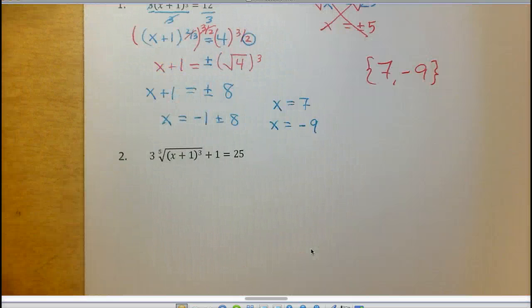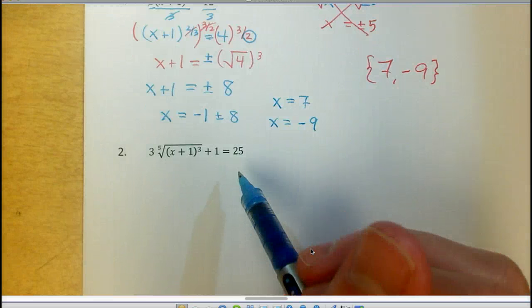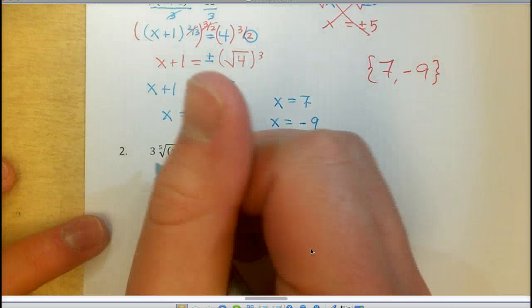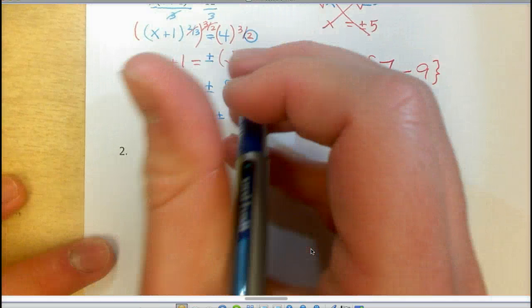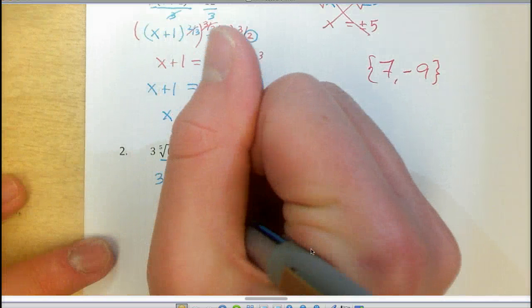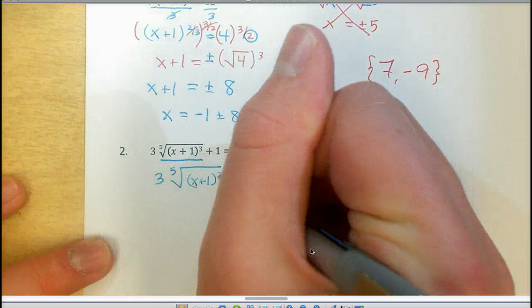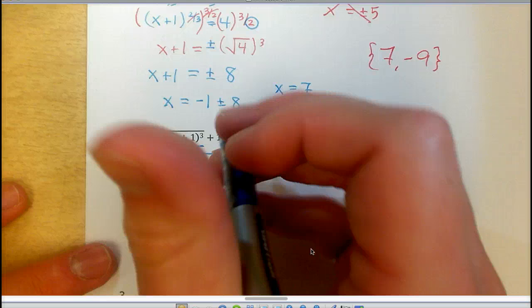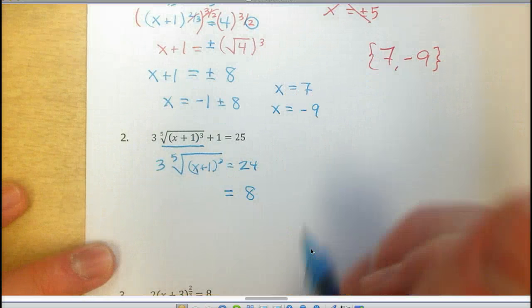Okay, number 2, we have 3 times the 5th root of (x plus 1) cubed, plus 1, equals 25. Okay, so the first thing I'm going to do is isolate my radical. To do that, I'm going to have to subtract 1 from both sides. That's going to give me 3 times the 5th root of (x plus 1) quantity cubed equals 24. And then I'll divide both sides by 3. And when I divide both sides by 3, I end up getting an 8 on the right side.